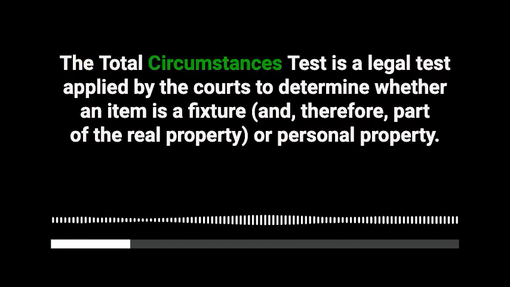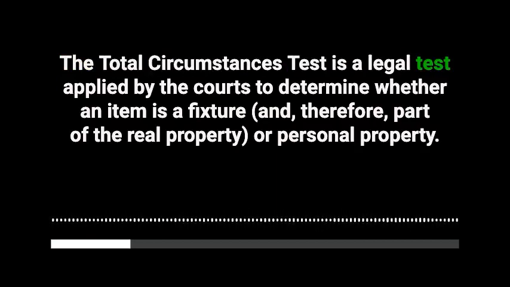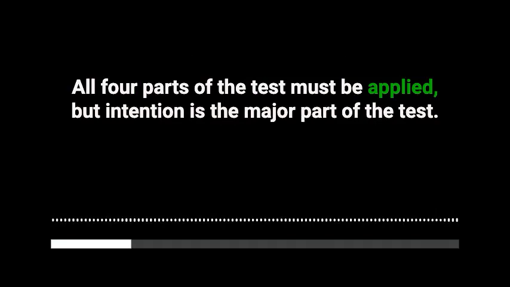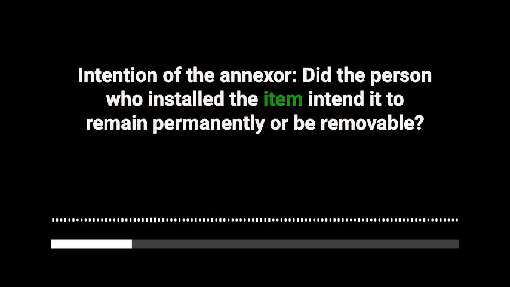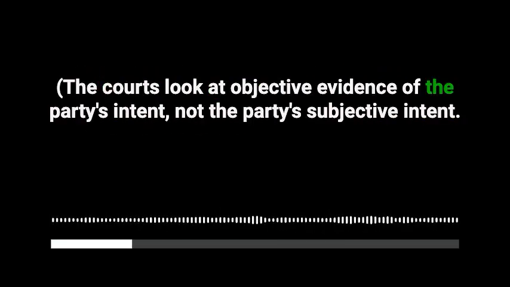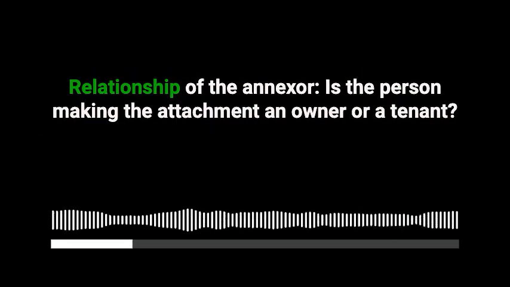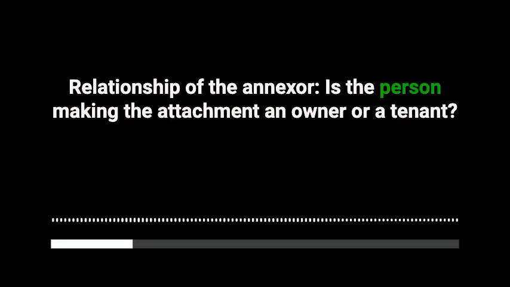Legal tests of a fixture. The total circumstances test is a legal test applied by the courts to determine whether an item is a fixture or personal property. All four parts of the test must be applied, but intention is the major part of the test. These four tests are easy to remember by using the mnemonic IRMA. Intention of the annexer: did the person who installed the item intend it to remain permanently or be removable? Relationship of the annexer: is the person making the attachment an owner or a tenant?